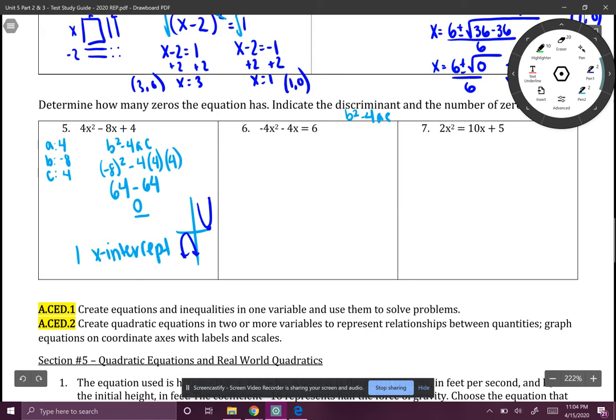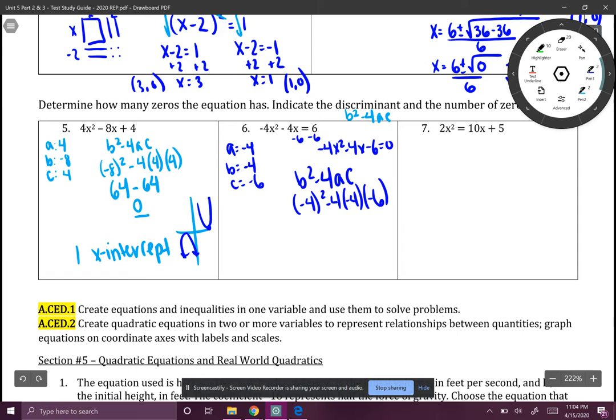All right, our second one, let's label A, B, and C on here. A is negative 4. B is negative 4, and this one's tricky because we have to move that 6 to the other side. So we actually have a negative 6 for the C value. So in our equation, b squared minus 4ac, we have negative 4 squared minus 4 times negative 4 times negative 6. Negative 4 squared gives us the 16, and then negative 4 times negative 4 times negative 6.